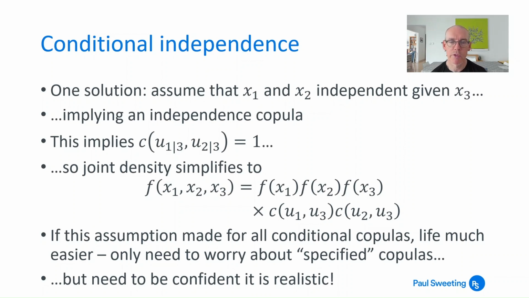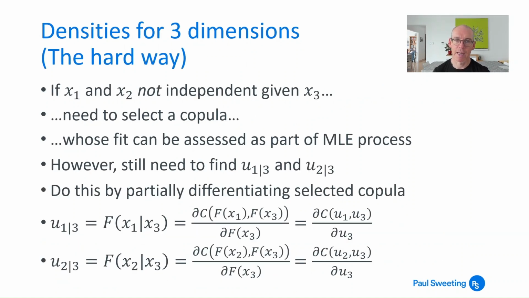Now, there is, I won't say a cheat, but there is a way around this. One solution is, if you assume that x1 and x2 are independent given x3, that implies an independence copula. And if you remember back probably a couple of videos, what this implies in terms of the copula density function is that the copula density function is 1. So the joint density simplifies to f of x1, f of x2, f of x3 times c of u1, u3, c of u2, u3. And if this assumption is made for all conditional copulas, then life gets very much easier. And we only need to worry about the specified copulas. But if you're going to do this, you need to be confident it's realistic. And if it's not realistic, then you have to do things the hard way.